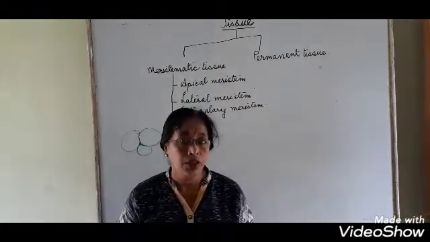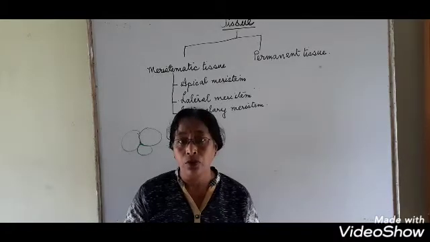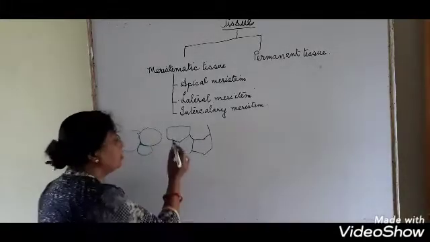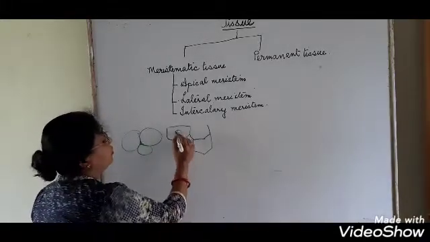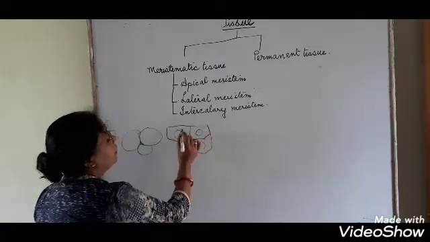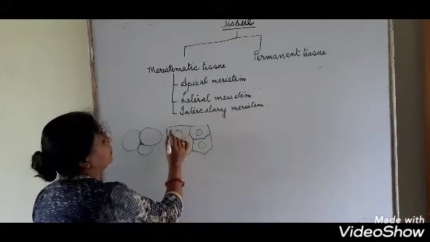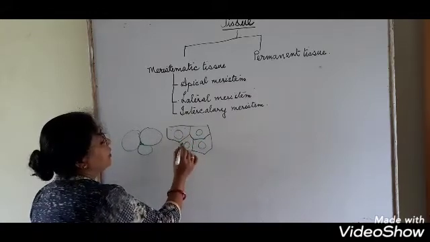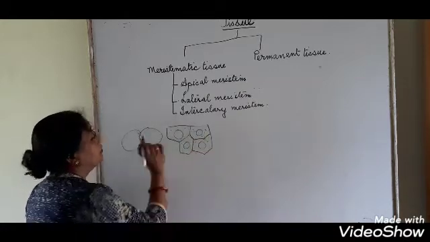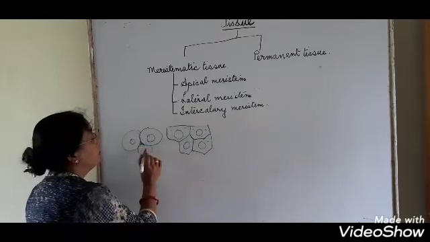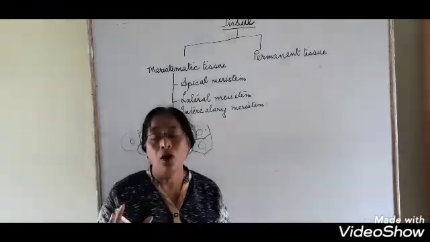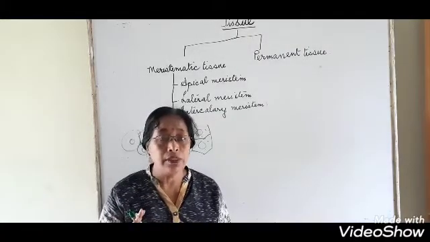Because the meristematic tissues are found in the growth regions of the plant, they are compactly arranged. The nucleus is large. They have a large nucleus and a dense cytoplasm. Vacuoles are either very small or absent in the meristematic cells.